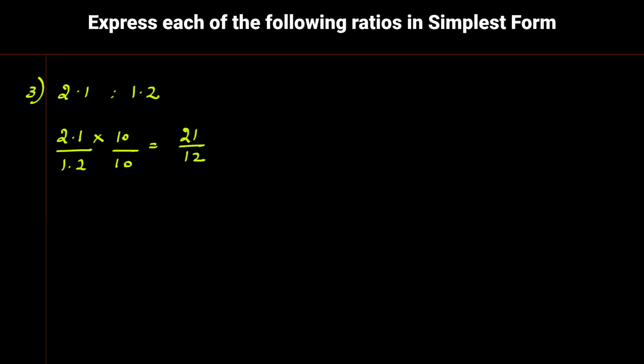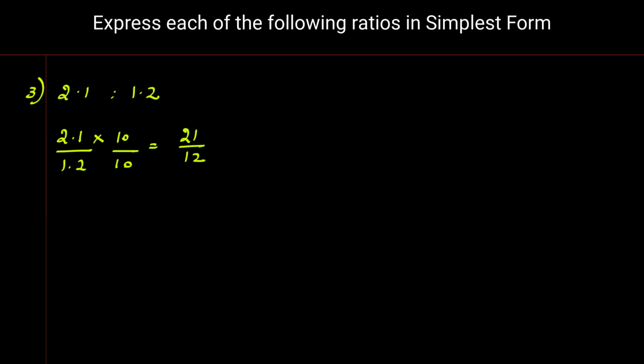Now that the decimal has been removed, the next step that we are going to do is reducing to lowest terms. So the common factor for both 21 and 12 is very easy. It's 3. So we divide the numerator and the denominator by 3. So we get 3 sevens are 21 and 3 fours are 12. So the ratio in simplest form is 7 is to 4.